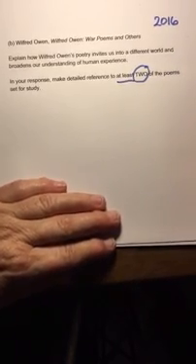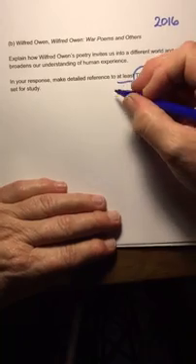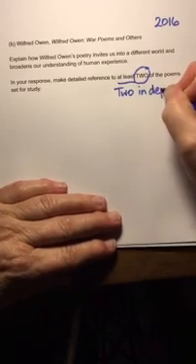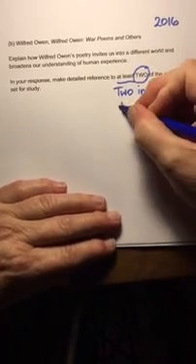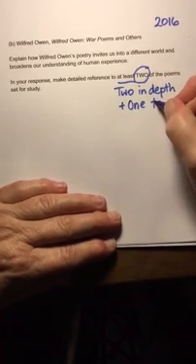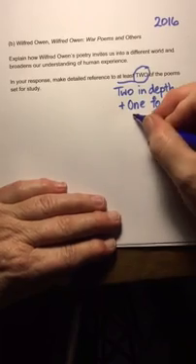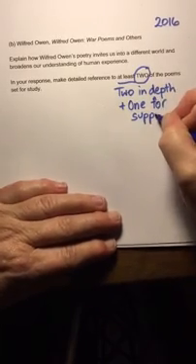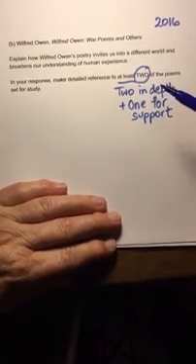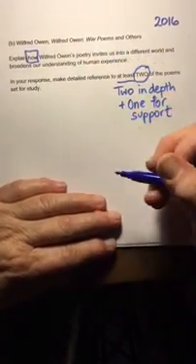My approach to at least 2 is to have 2 in depth, plus 1 for support. So another thing that I've thought of with explain how, our how is always poetic devices.